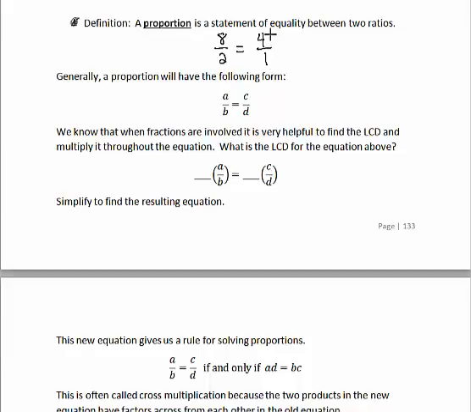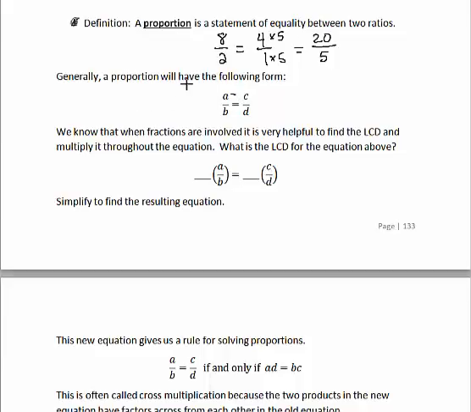Likewise, we could pick any number and multiply the numerator and denominator and get an equivalent fraction. 4 times 5 is 20, and then 1 times 5 is 5. And so 20 over 5 is equivalent to 8 over 2. We could multiply these fractions by any multiple, as long as the denominator and the numerator are multiplied by the same number.